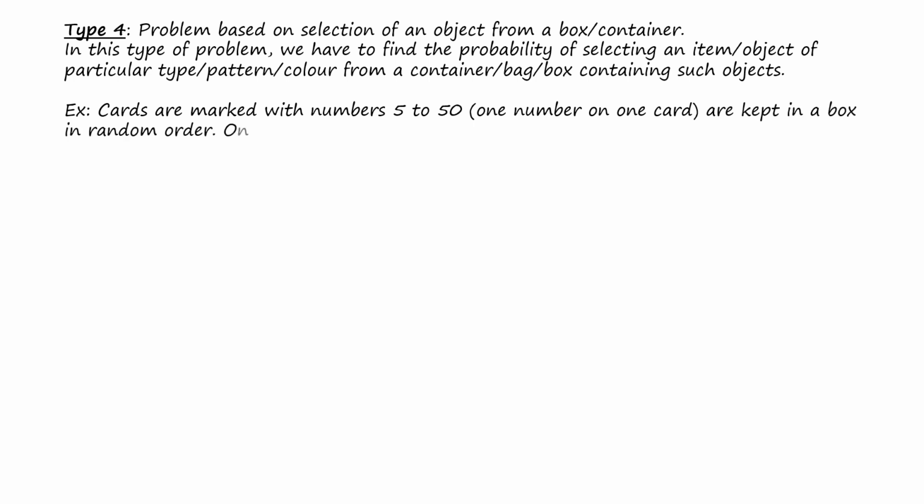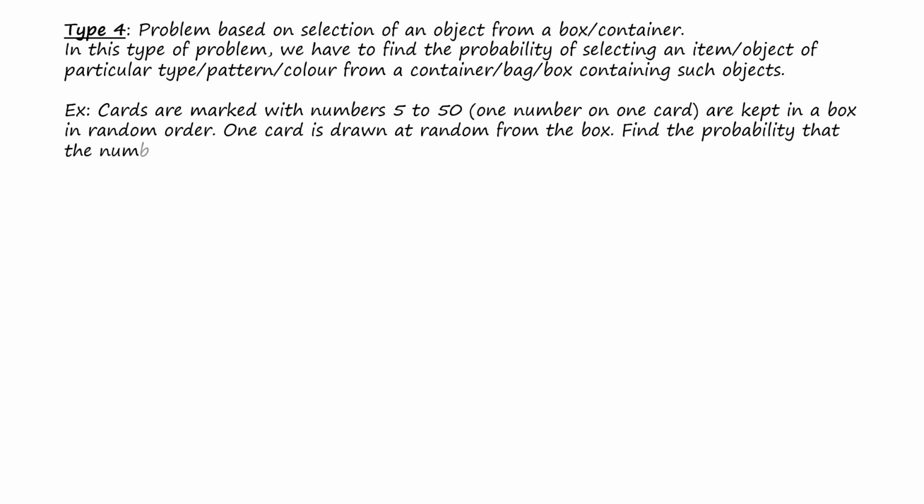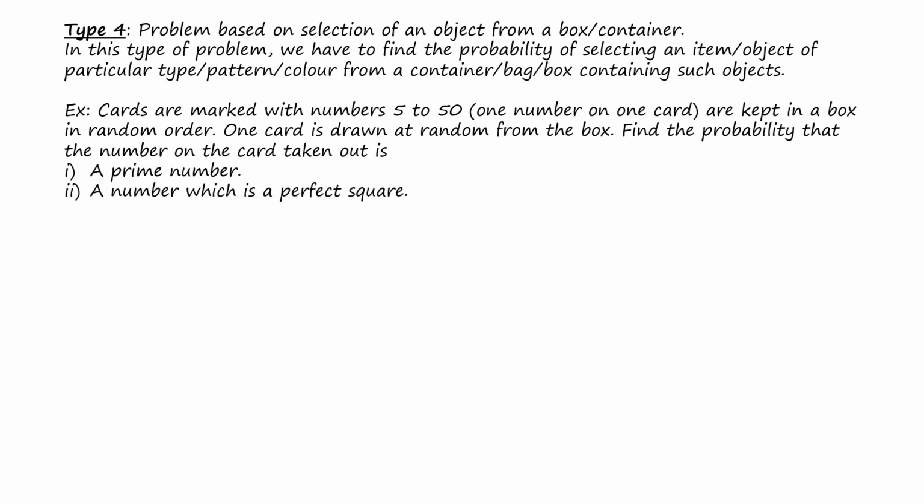Cards are marked with numbers 5 to 50. One number on one card are kept in a box in random order. One card is drawn at random from the box. Find the probability that the number on the card taken out is first bit a prime number, second bit a number which is a perfect square.